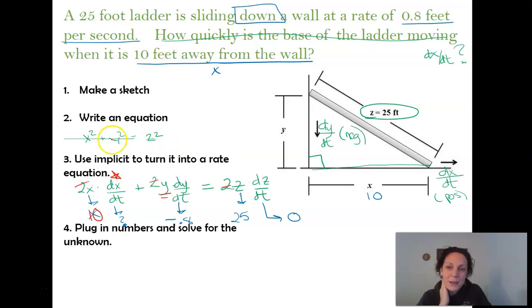The same idea that we started with, that I know how x and y and z are related, right? If this is 10 and this is 25, I can figure out what y is. At the exact moment that x is 10, I need to know what y is. And I'm just going to use the Pythagorean theorem to do that, right? So y squared plus 10 squared has to equal 25 squared. So 25 squared minus 10 squared, I type into my calculator, is 525.